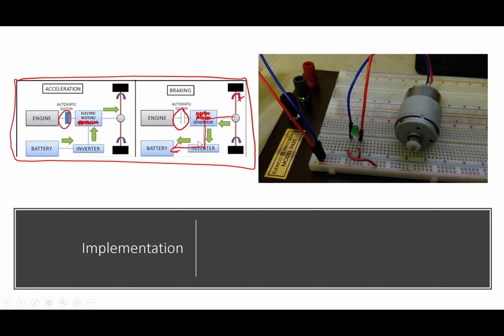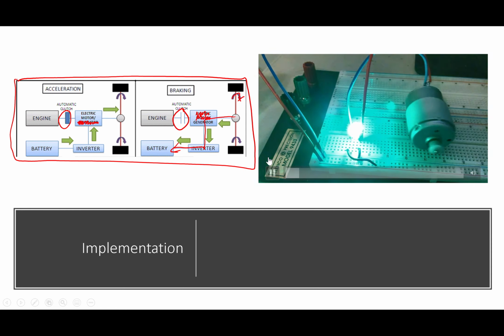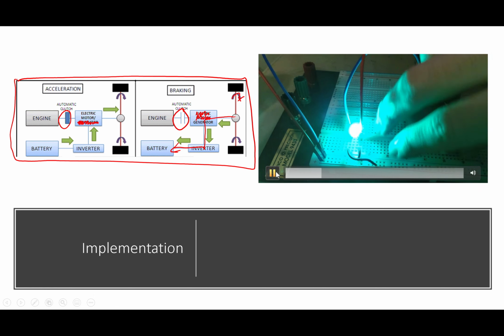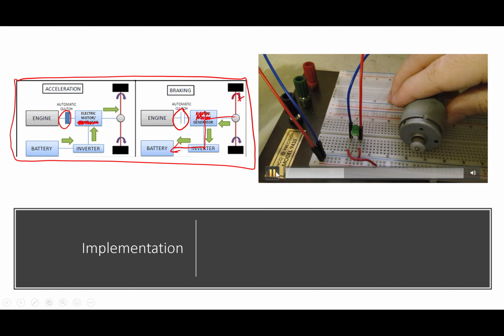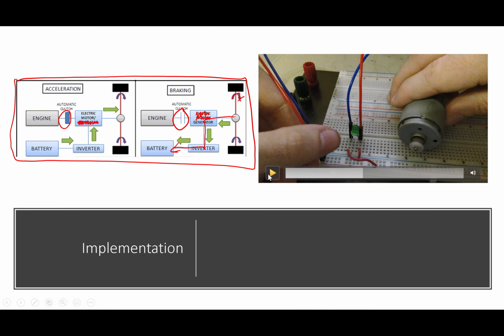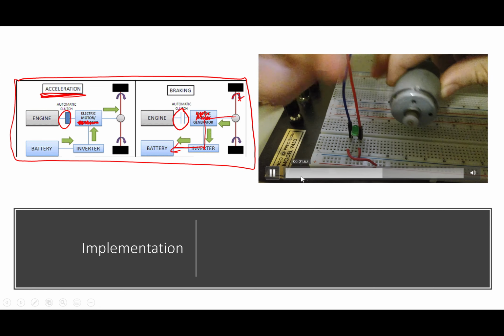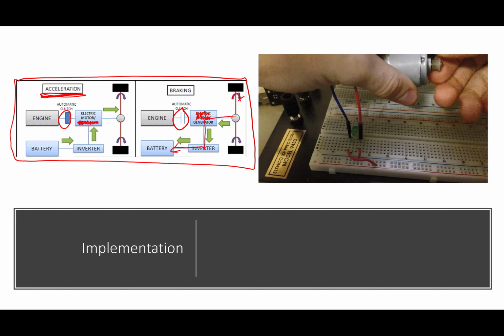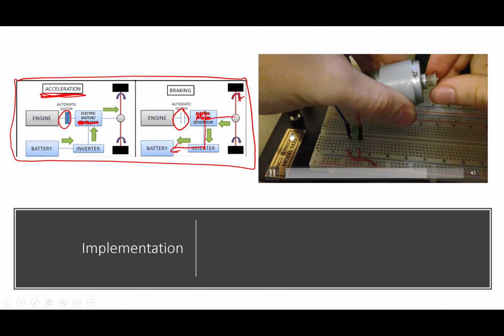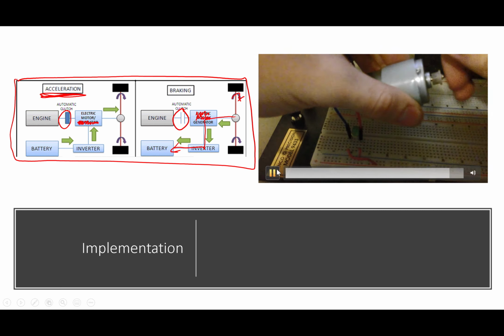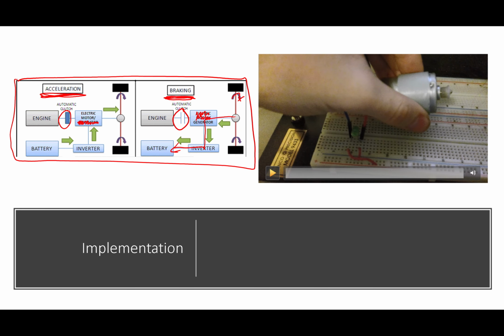And here is a very, very rudimentary example which I've prepared. Here, I'm applying 5 volts to the LED and the motor, so you can see the motor is spinning. That's as if we're in the acceleration portion. But at the same time, I can disconnect the power completely. There's no power going in, but I can spin the motor by hand. This is as if we're braking.